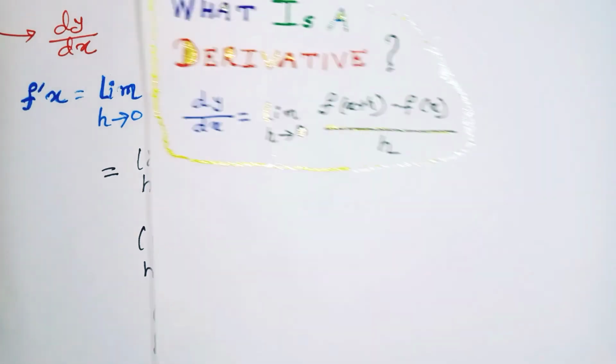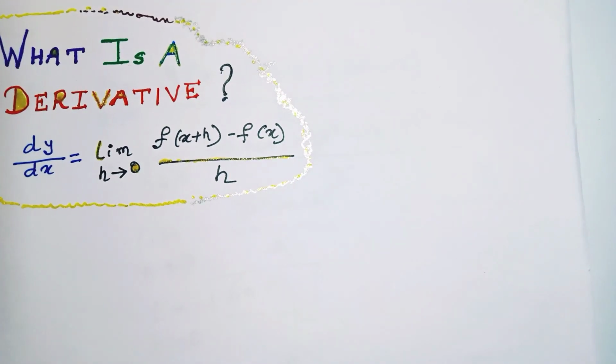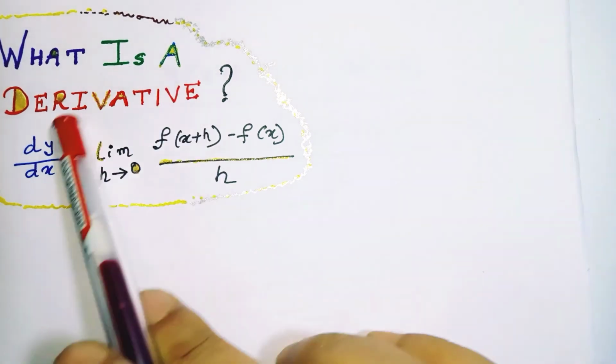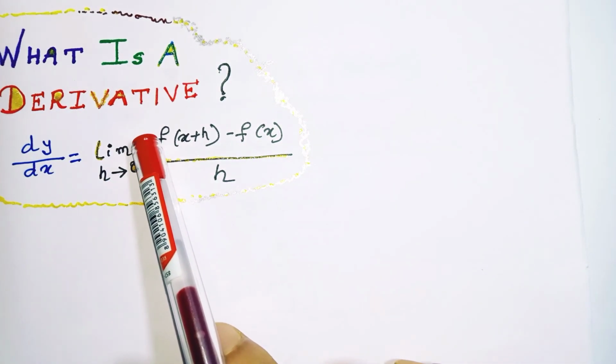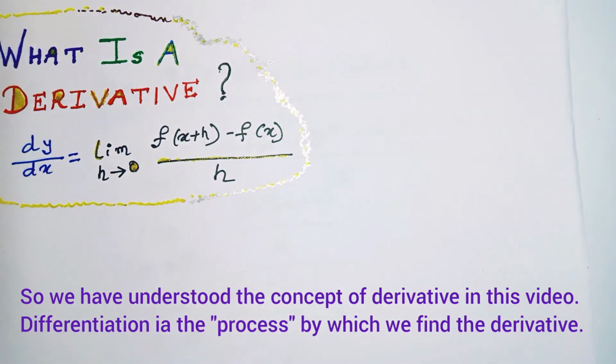So just watch out for my next video where I will be discussing the rules of differentiation and how we take a derivative. Derivative is the concept, where we calculate the instantaneous rate of change, and differentiation is the act. You can call differentiation the verb, the act to do, and derivative is the concept.